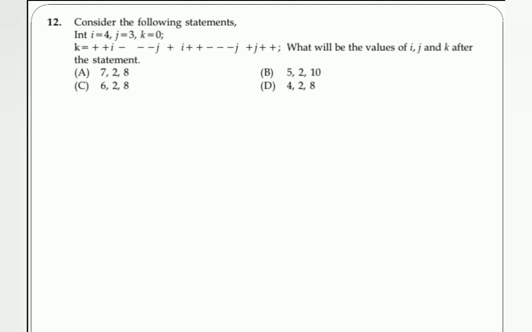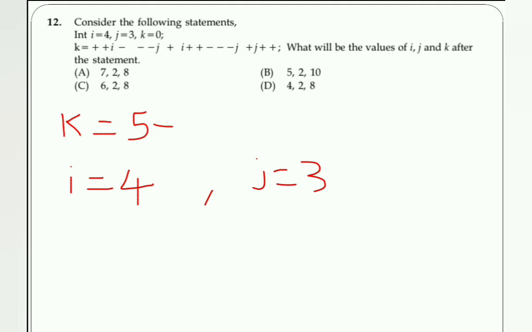So initially the i value is 4, j value is 3, k equals 0. Now first we will consider the k value. So i is 4 here and j is 3, and k is 0. So we are solving this expression. The first one is pre-increment i. That means we have to first increment the value and then write it in the expression. So 4 plus 1 is 5.